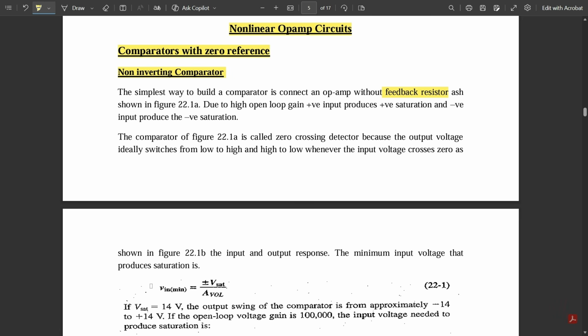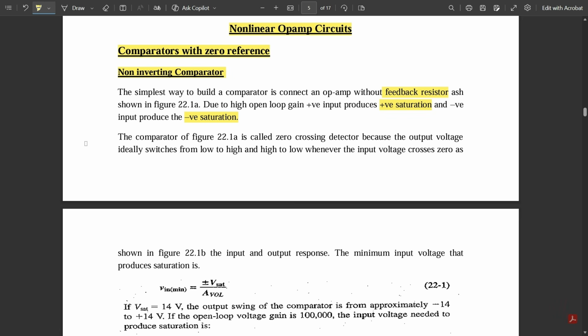As shown in the figure below, due to a high open loop gain, positive input produces positive saturation, whereas negative input produces negative saturation. It means that for whatever positive input is given, the output would also be in the positive stage, and for the negative input, the output would be in the negative stage, based on the connections given through the comparators.